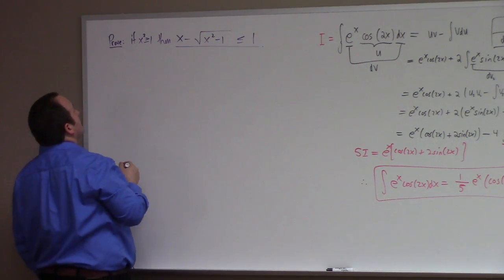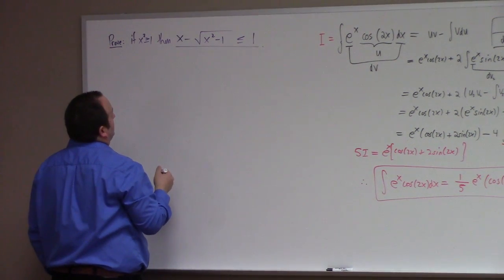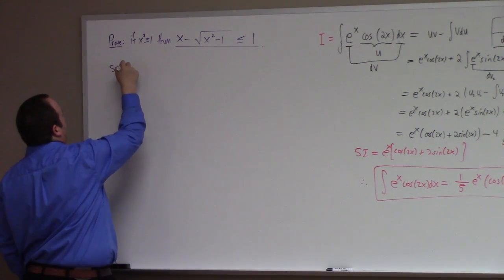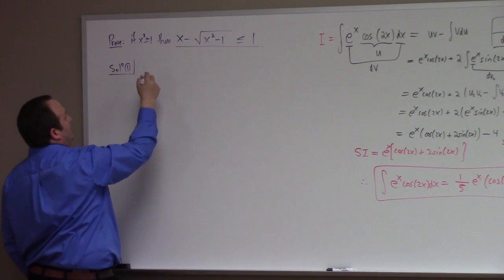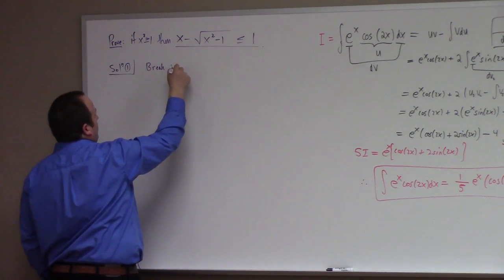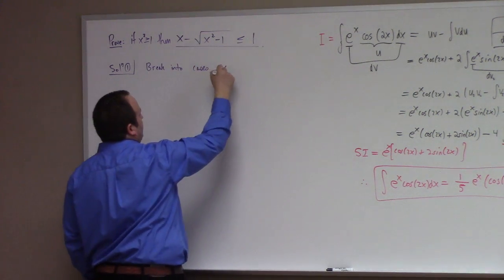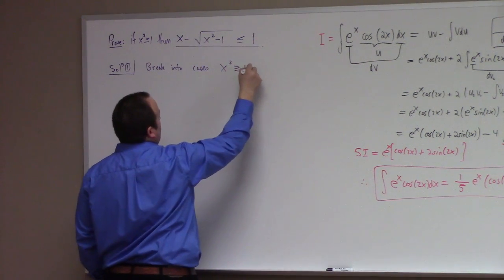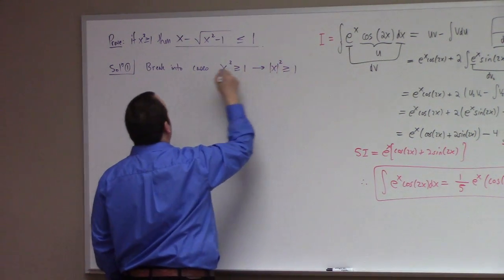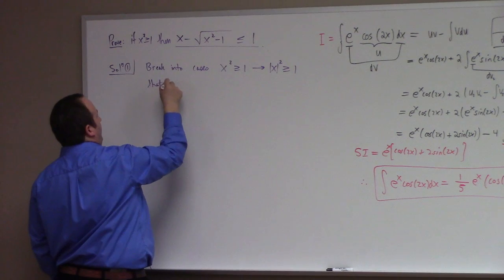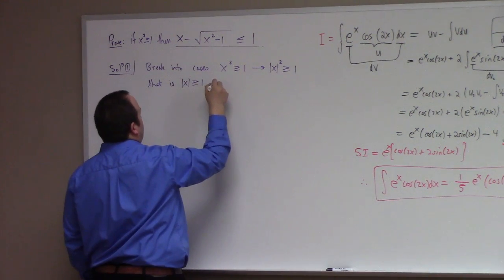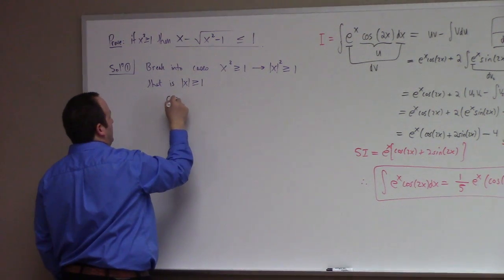So, there are different ways to approach this. Solution one, the one I currently have written in my personal solution, is something like breaking into cases. If x squared is greater than or equal to 1, that's the same as the absolute value of x squared greater than or equal to 1, which is the absolute value of x greater than or equal to 1, right? So that means that there are two cases. So case 1 is x greater than or equal to 1.